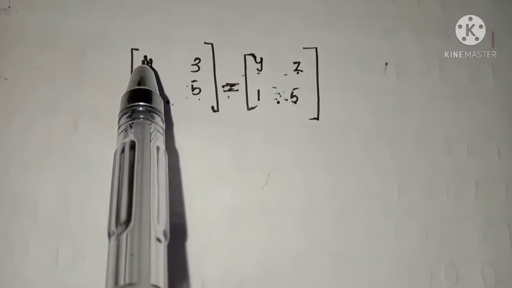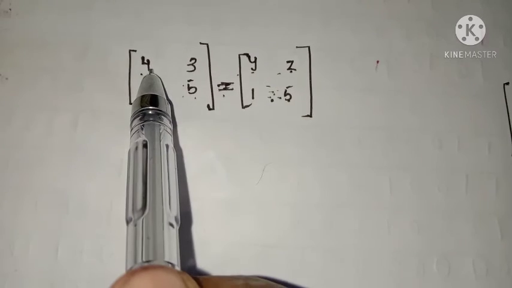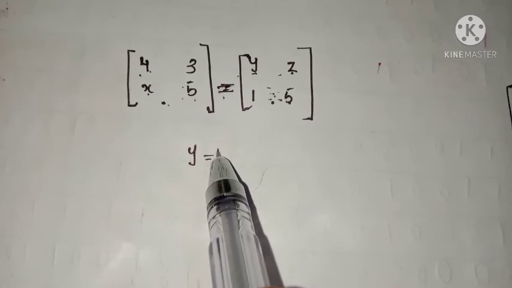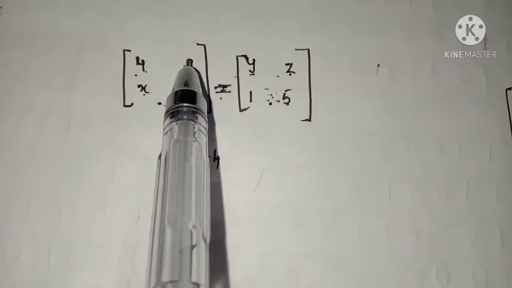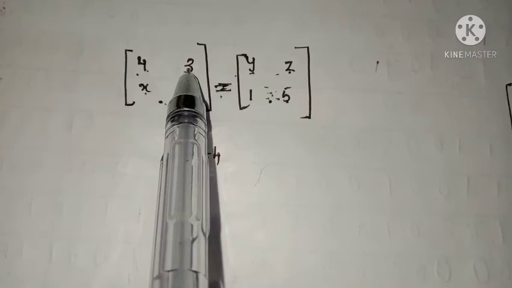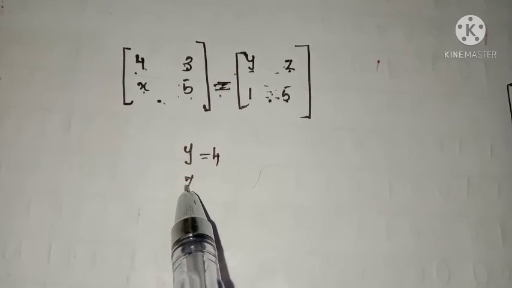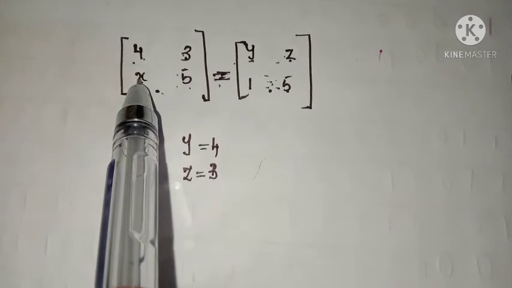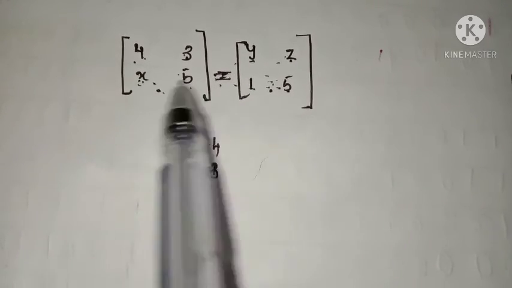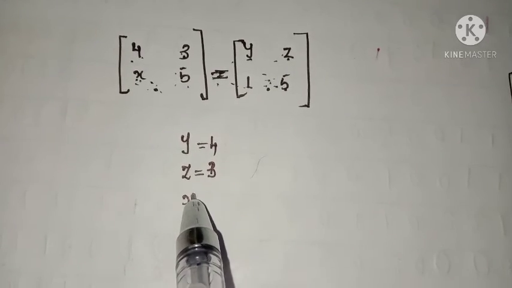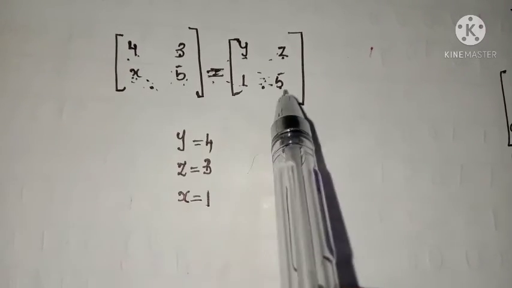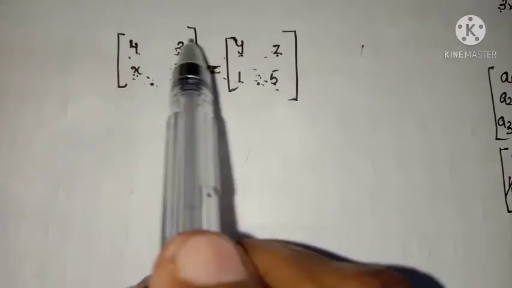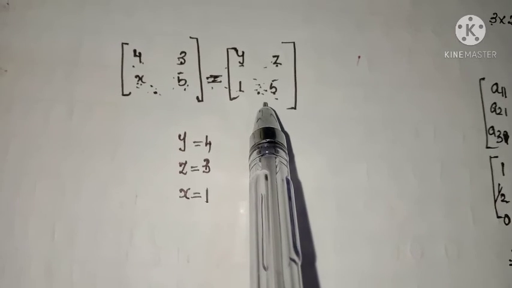That means here A11 is 4. It is the same as this element, so Y is equal to 4. Now 3 is A12. It is the same as Z, so Z equal to 3. Look at X here. This is second row, first element. These two corresponding entries are equal, so X equal to 1. So if two matrices are equal, then we can say that the corresponding entries are equal.